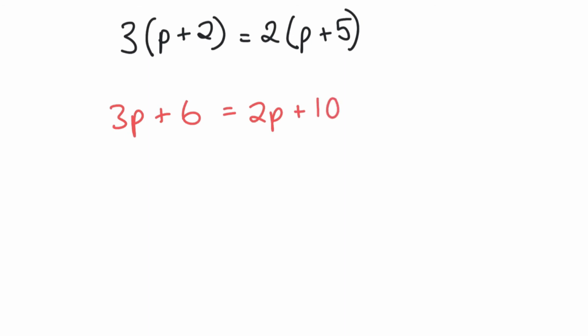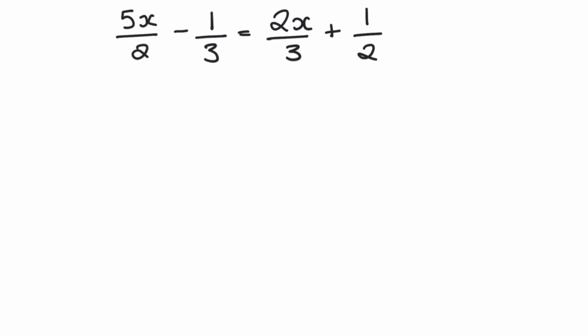So the first thing we're going to do is minus 2p from both sides. So 3p minus 2p is 1p plus 6 is equal to 2p minus 2p, so 0, plus 10. So we've just got 10 on that side. So then we're going to minus 6 from both sides to get p on its own. So p plus 6 minus 6 is nothing, is equal to 10 minus 6, which is 4. So there's our equation solved.